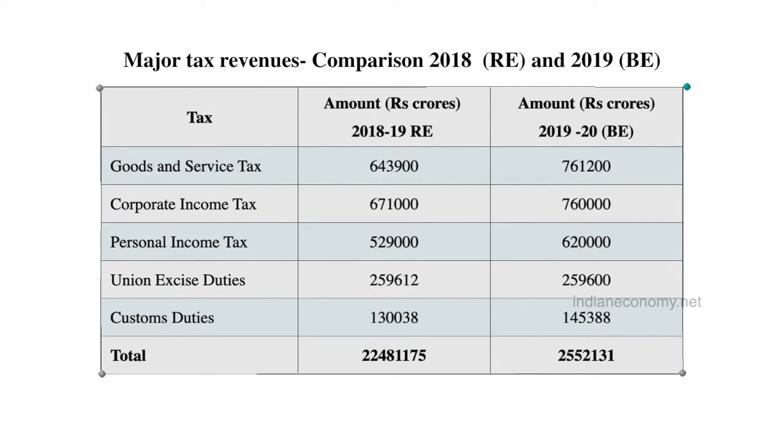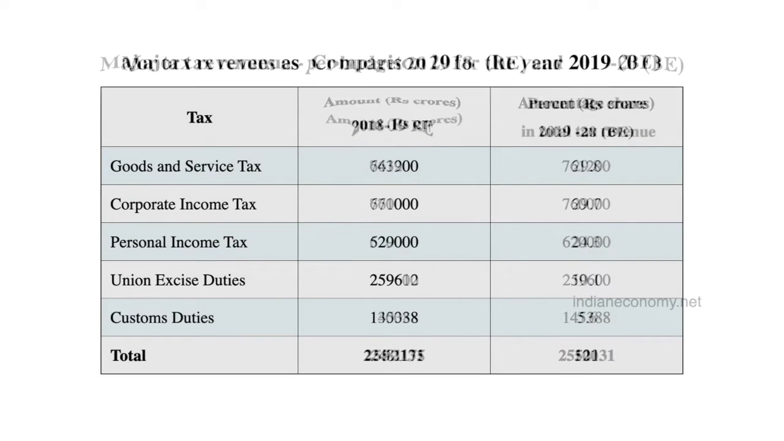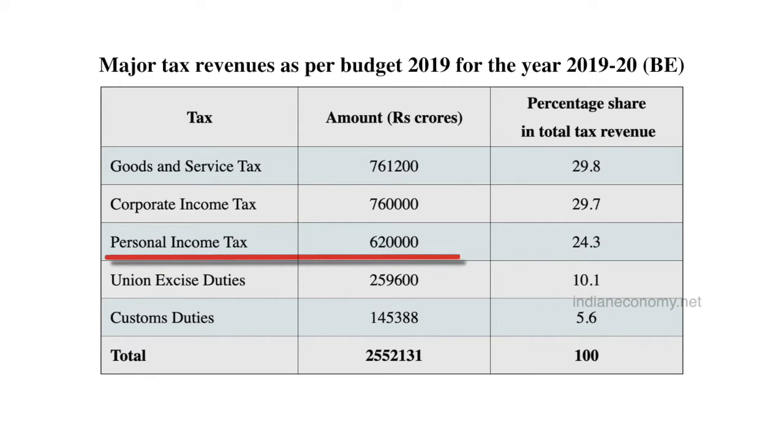If you go through the revised estimate for 2018-19, that is the current year, you can see that the corporate income tax collection was 6,71,000 crores rupees, whereas the GST collection was just 6,43,900 crores. That means, as per the revised estimate for 2018-19, the largest tax revenue was the corporate income tax, whereas the goods and service tax was the second one. And the third tax revenue for the central government is the personal income tax. Its contribution is 6,20,000 crores rupees, and its share is 24.3%.